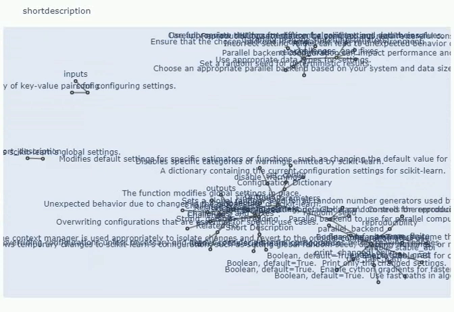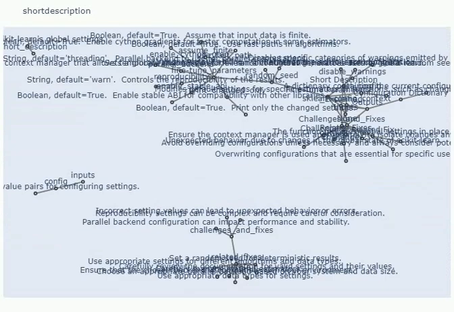Parallel backend: string. Default threading. Parallel backend to use for parallel computations. This determines the method used for parallel processing, e.g., using multiple cores in algorithms. Common options are threading, using multiple threads within a single process, and loky, using multiple processes.